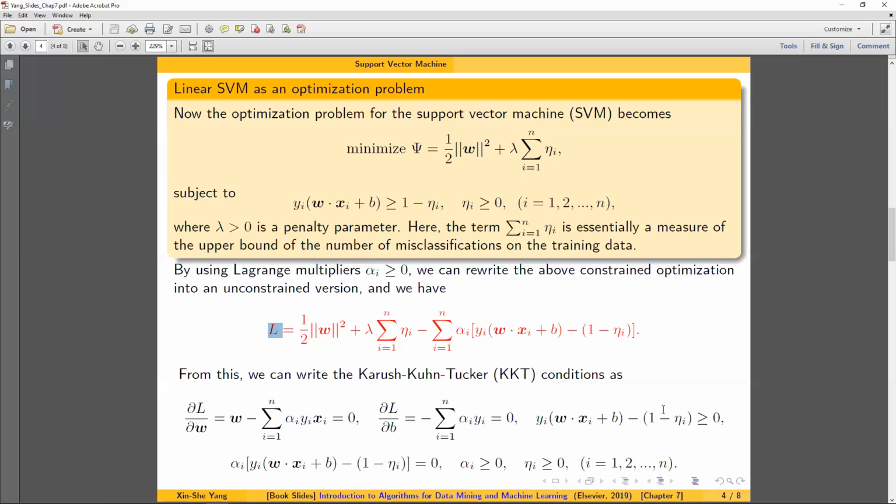That's the formulation. What you need to know is it's a quadratic problem with the objective function being to minimize the inverse of the distance plus a penalty term, and that penalty term is a measure of the upper bound of the number of misclassifications on the training data. So that's support vector machines.